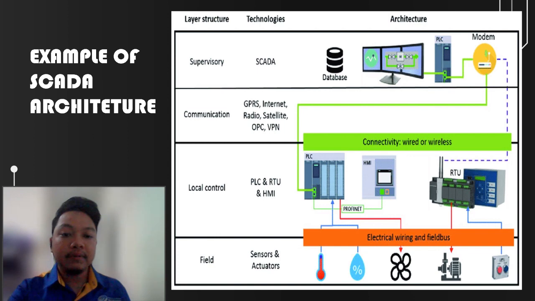So this is the example of SCADA architecture, which starts with the supervisory. The technology is SCADA to collect the data. Then it connects to the communication, which is GPRS, internet, radio, satellite or VPN. It can be connected by wire or wireless. Then it moves to the PLC or RTU and HMI. From the local control, it moves to the sensors or actuators such as switch, machine or fan.